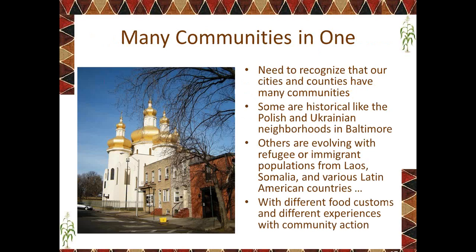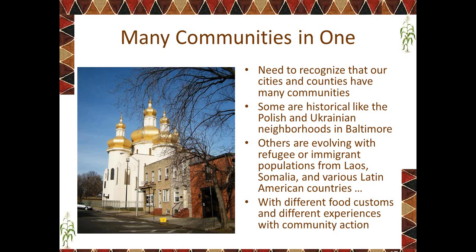So again, just coming back to our notion of being aware of the communities in our town, in our city, in our counties, and that we are many in one. Here's a picture of the Ukrainian Orthodox Church in a section of Baltimore that historically was a Polish and Ukrainian neighborhood, but now we have immigrant populations and new neighborhoods and people from Somalia, Laos, and other Latin American countries that are new to the area. They still speak their language. They still have their local food beliefs and customs. And if we're going to work with them on improving diet given what's available in their area, we really need to start where they are and find out how they perceive the situation and what resources they have.